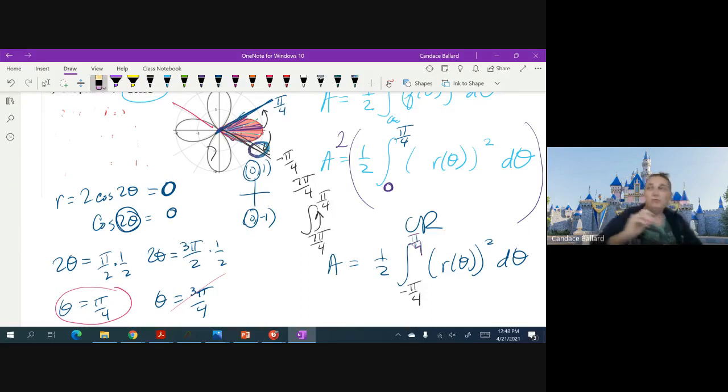All right, so I have one more question on this one for you guys. What if I asked for all the petals? How would that change my setup here? If I asked for the area of all of them, how would that change my setup? What would I have to do? Put it in the chat. Tell me what you think.